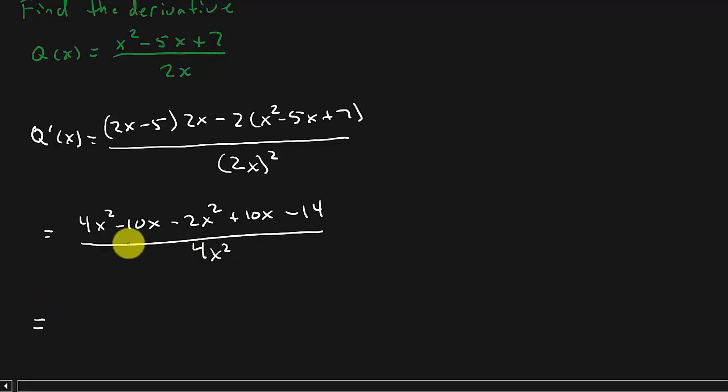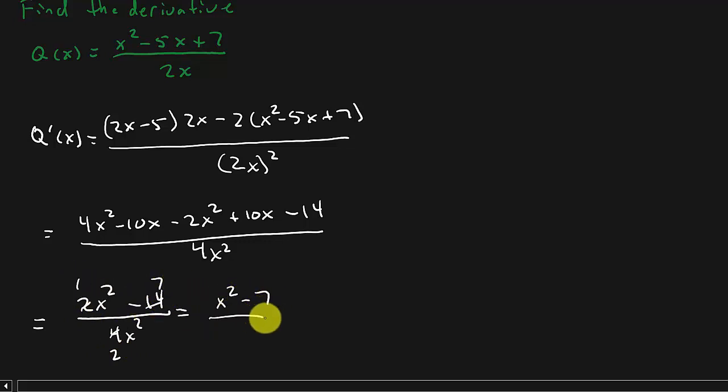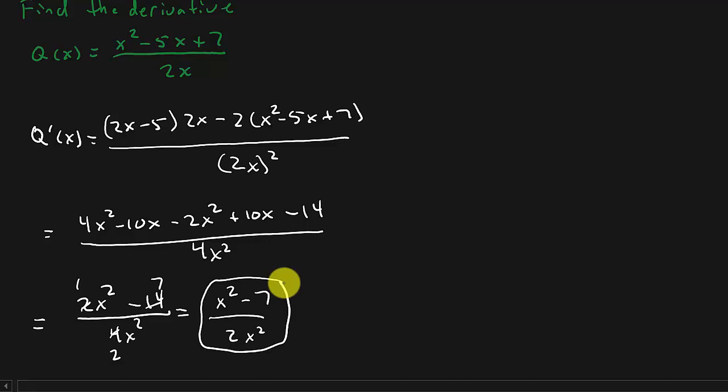And so this is going to be, let's see, 2x squared, the minus 10x and plus 10x cancel, and then that would be minus 14 over 4x squared. And then look, 2 goes into each of these. And so that's going to be x squared minus 7 over 2x squared. And that would be your derivative.